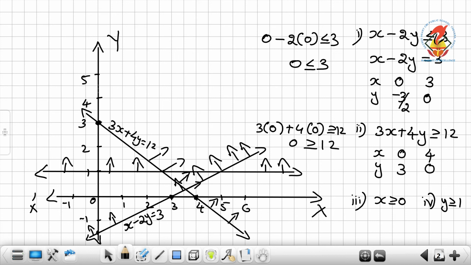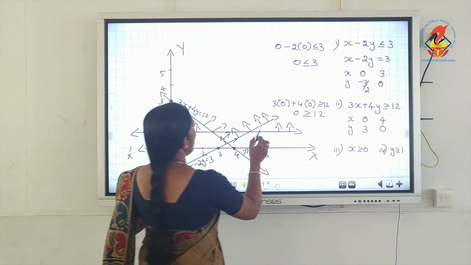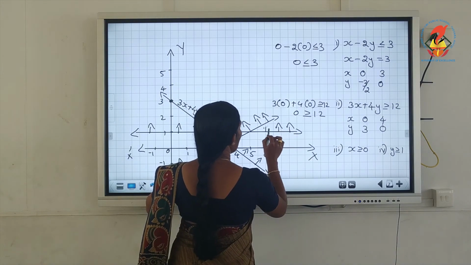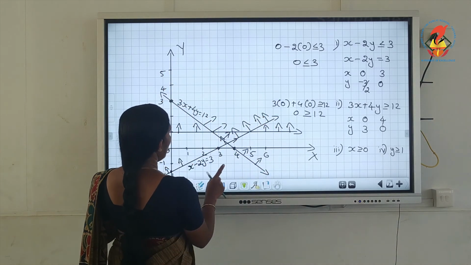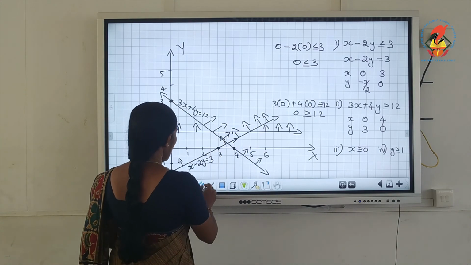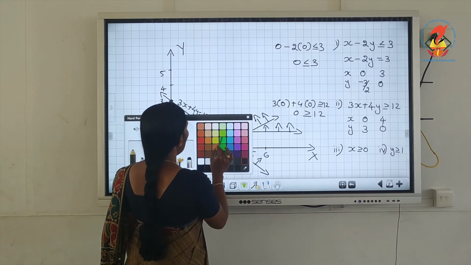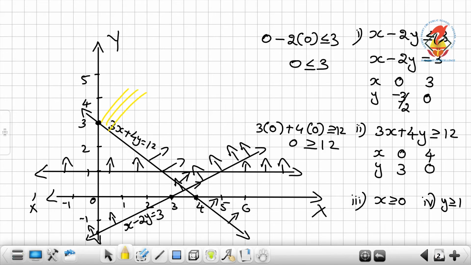Okay, so where is the common region? For this line, the upper portion, and here it is the upper portion, and one more line is there. Where is that line? This line, this portion. So can you identify the common region? The common region is an open region. Okay, so this is the region. So look at the boundary line from here, like this. That is the region. It is also unbounded.